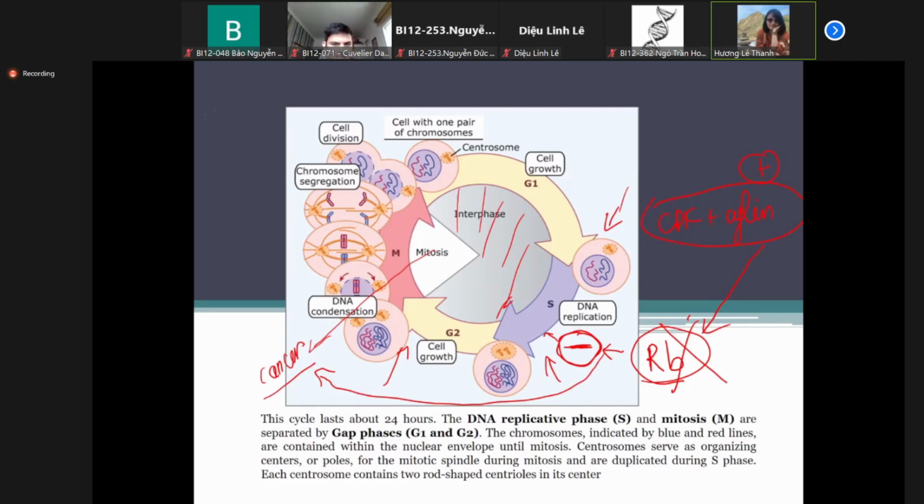And here we have p53 also. p53 is negative. When p53 increases, it produces an inhibitor to inhibit the cyclins and the CDKs. And when they inhibit the cyclins and CDKs, the cell cycle will stop there. So we call p53 and RB the negative cell cycle regulators, and CDK and cyclin the positive ones.